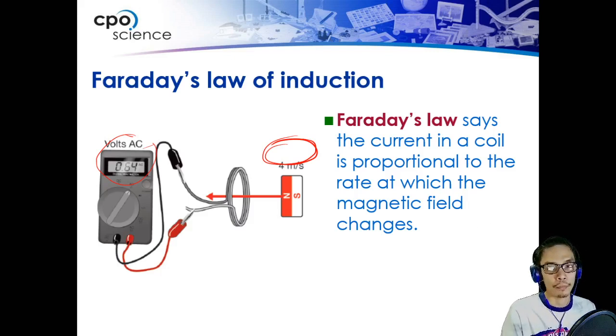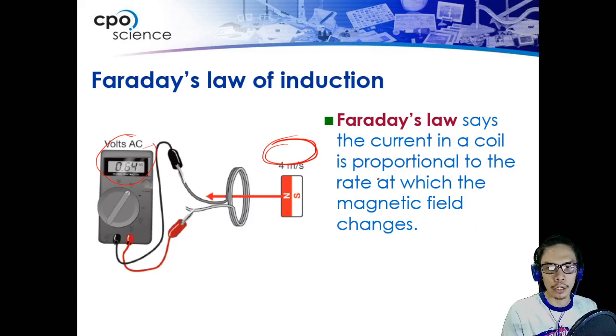If the voltage is greater, so will the current, but it depends on the resistance of the wire. Assuming that the resistance of the wire is 0, the two are directly proportional. But in reality, all wires have a certain resistance, so the current may be more or less, depending on the resistance of your current carrying conductor. Faraday's law says that the current in a coil is proportional to the rate at which the magnetic field changes.